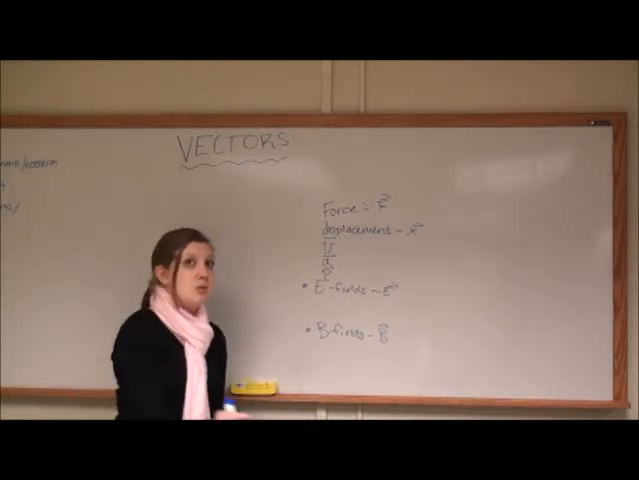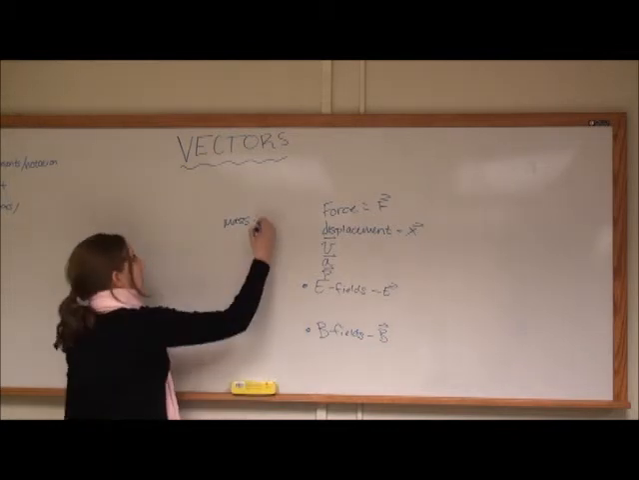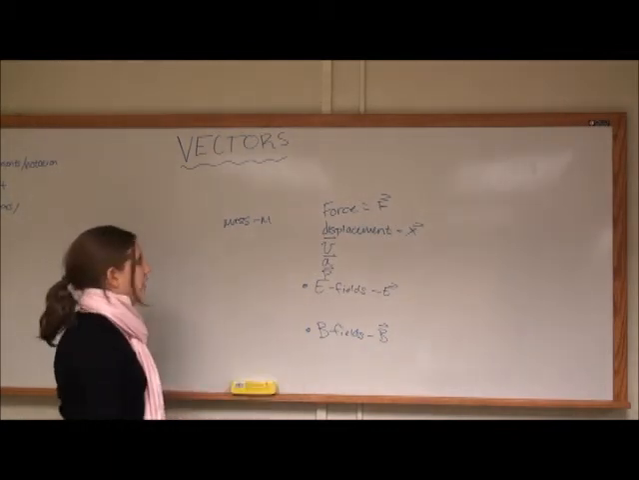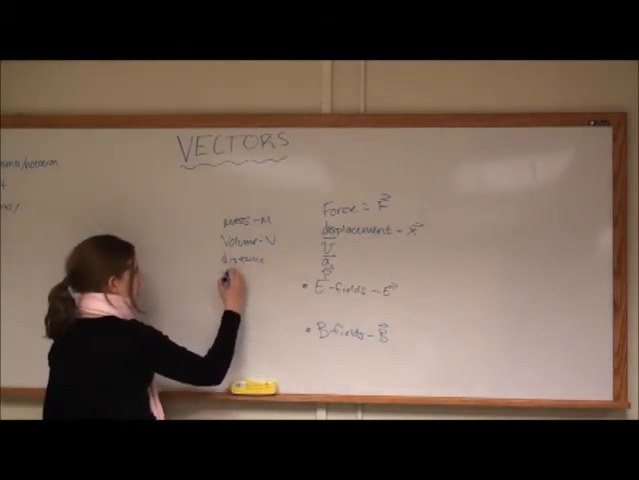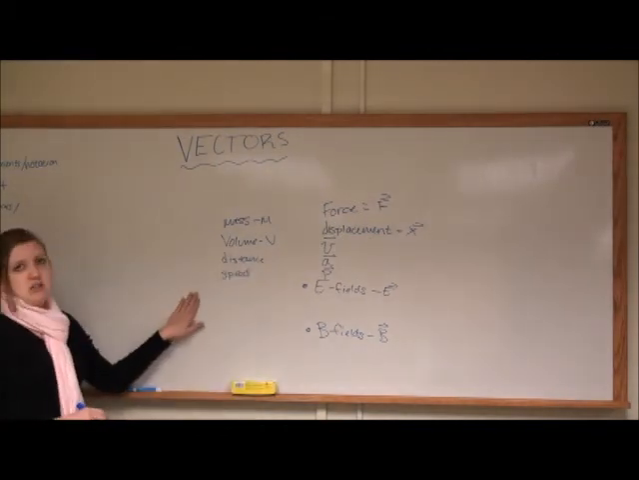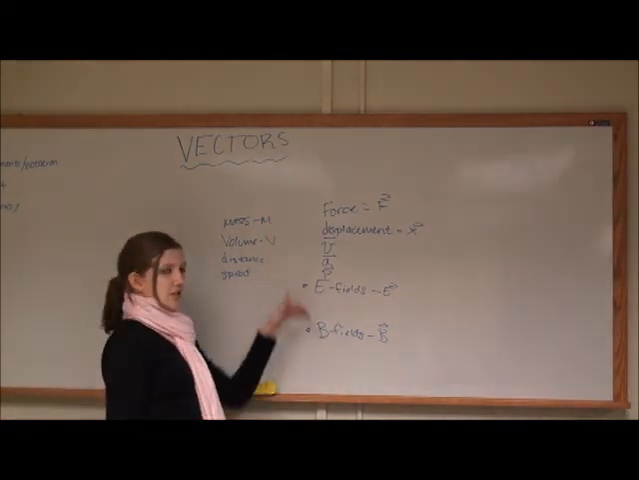But some things that don't get a vector are mass. That's just an M, right? It doesn't have a weird hat on it at all. Volume, distance, speed. So all of these things, no vectors. Don't try to use one. It won't work out very well. These things, vectors, you need them.